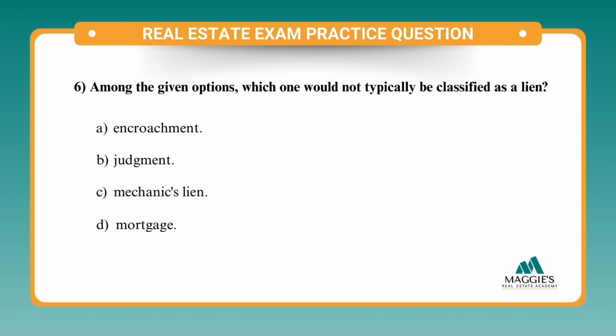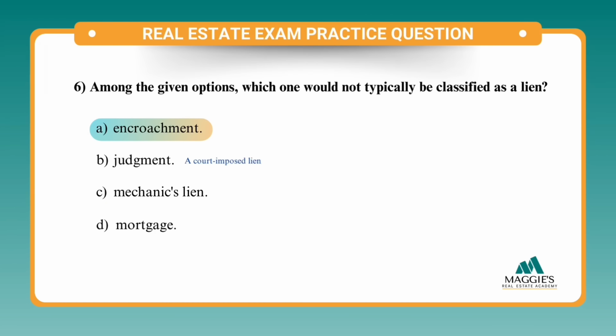Number 6. Among the given options, which one would not typically be classified as a lien? Is it A, encroachment, B, judgment, C, mechanics lien, or D, mortgage? The answer is A, encroachment. So remember, a lien is a legal right or interest that a creditor has in another person's property as security for a debt or obligation. It basically allows the creditor to take legal action to seize the property if the debtor fails to fulfill their obligation, such as repaying the debt.